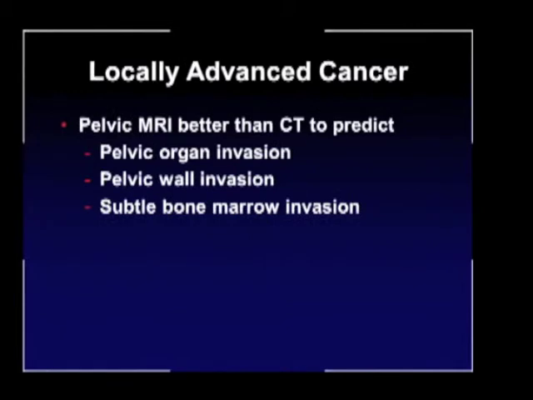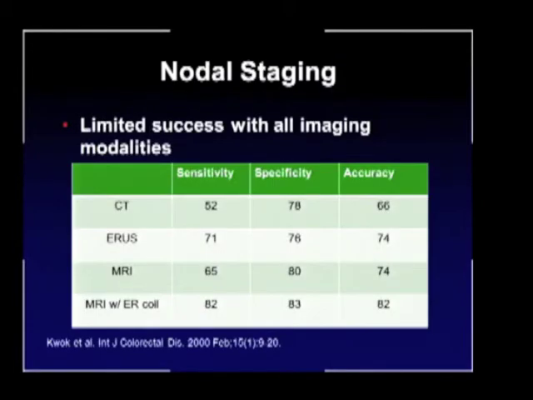MRI is also used for locally advanced cancers. It's the best modality to show pelvic organ invasion, pelvic wall invasion, and subtle bone marrow invasion. I'm not going to talk a lot about nodal staging, except to say that as with all other tumors, imaging is limited for nodal staging. The best we can do is we're still missing about 20% of malignant lymph nodes. So nodal staging, we still have work to do in that regard. And there is some work with MRI trying to improve that.